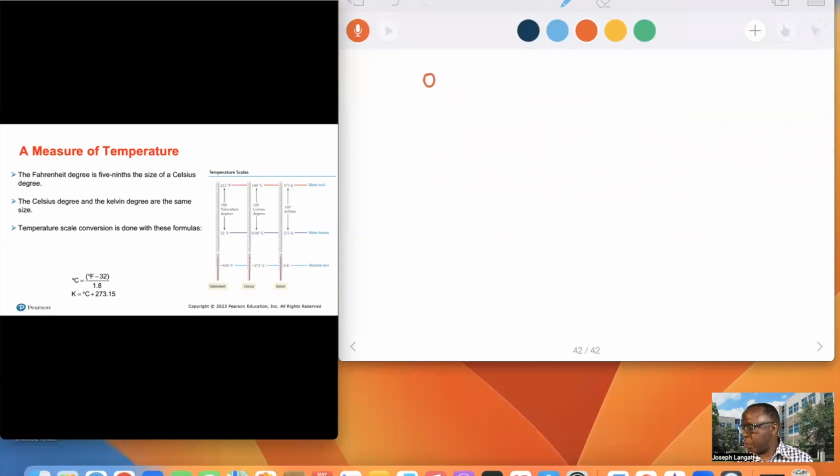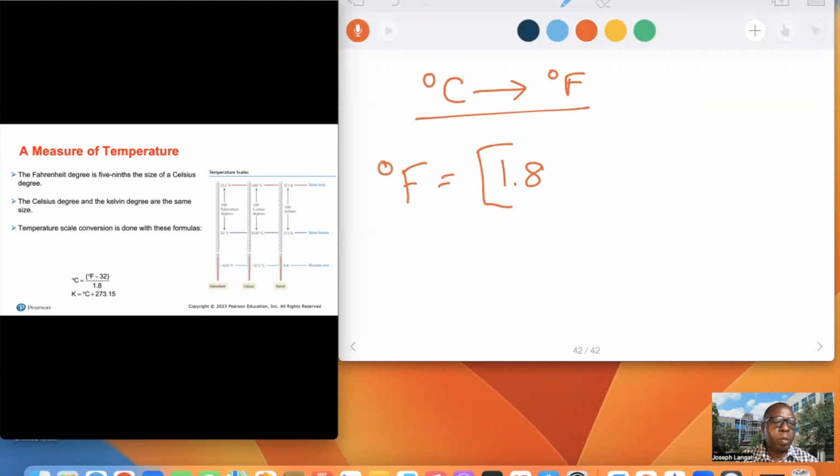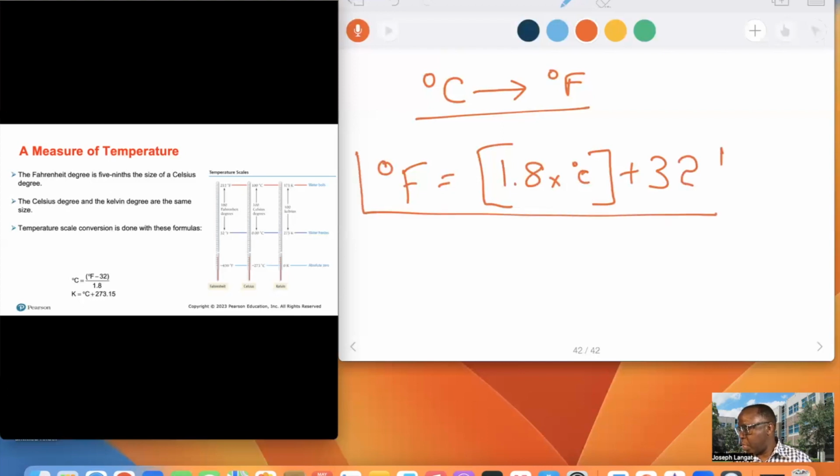Now, degrees Celsius to degrees Fahrenheit. This is converting from degrees Celsius to degrees Fahrenheit. We will rearrange these equations. If you want degrees Fahrenheit, please use the parentheses 1.8. It's 9/5 times what you are given in degrees Celsius, plus 32, which is part of the equation. I will label this as equation 2.